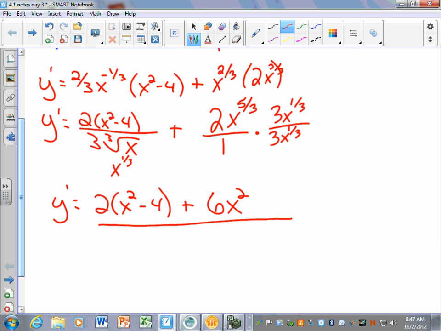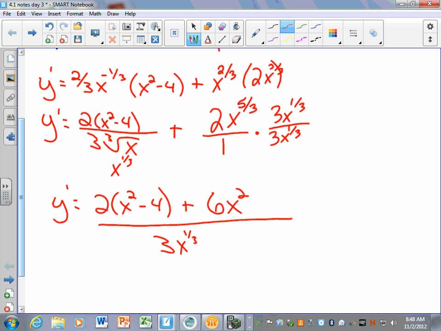And my bottom is still, you can write it as x to the 1/3, I don't care. Or you can write it as the cube root, whatever you want to do. I'll leave it as 1/3. With me on that? Again, that algebra part is very, very important, knowing how to get a common denominator.